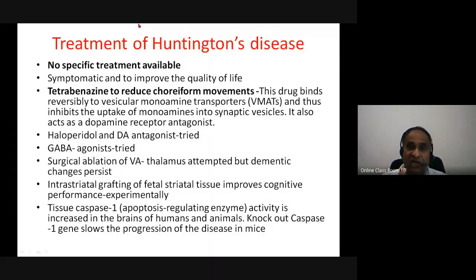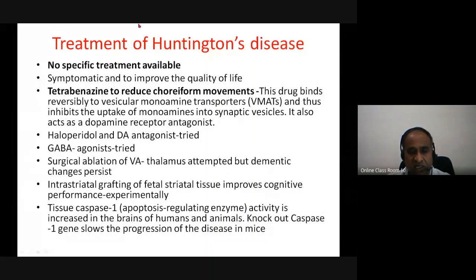The best way to deal with it, I'm proposing, or triggering you to think, is to diminish the expression of huntingtin, a toxic protein which is producing this. That should be our direction for designing the treatment. I'm just giving the direction there, and I leave this part there. Till now, we don't have anything. We only say that it is symptomatic treatment and improving the quality of life.